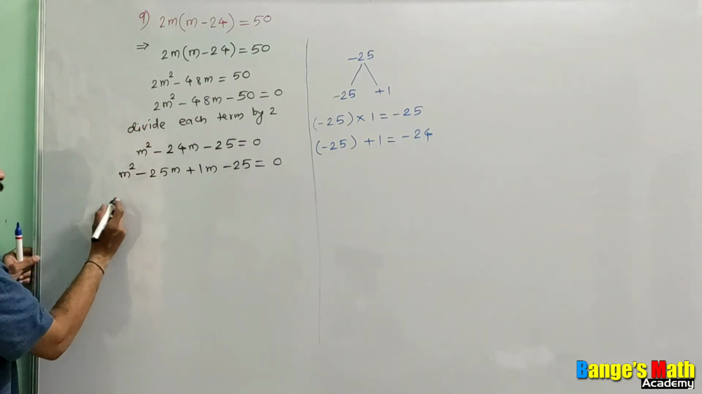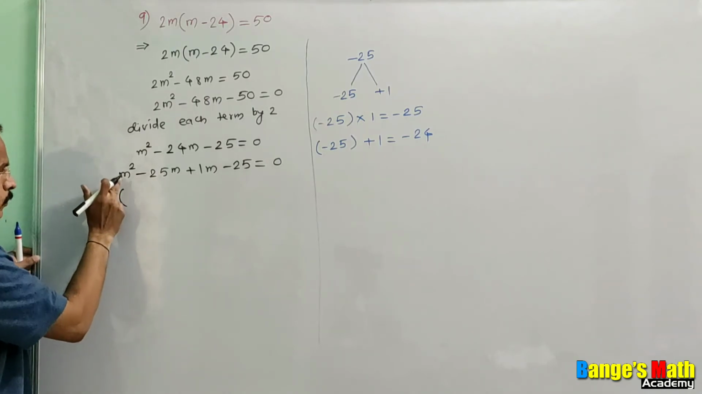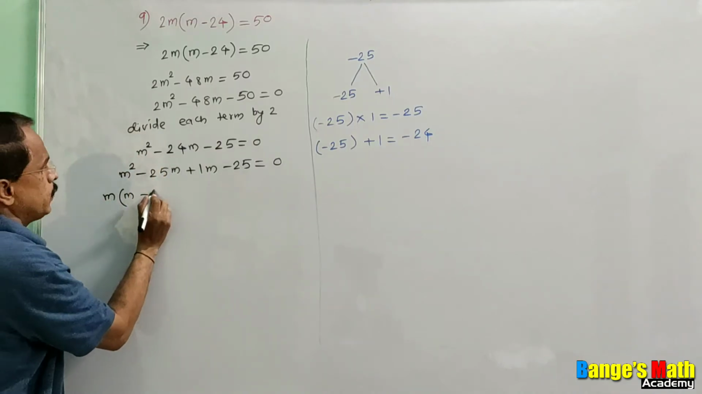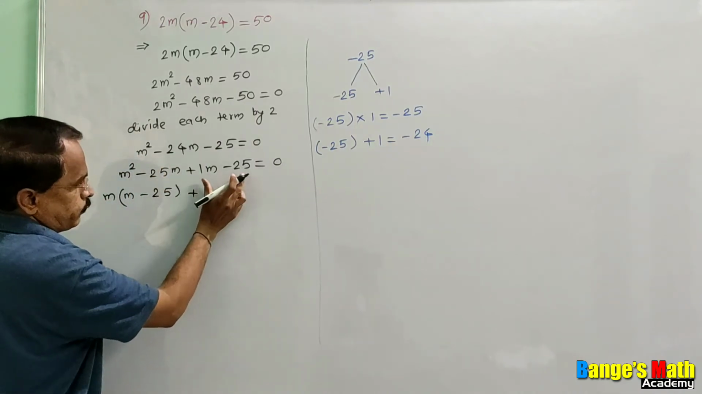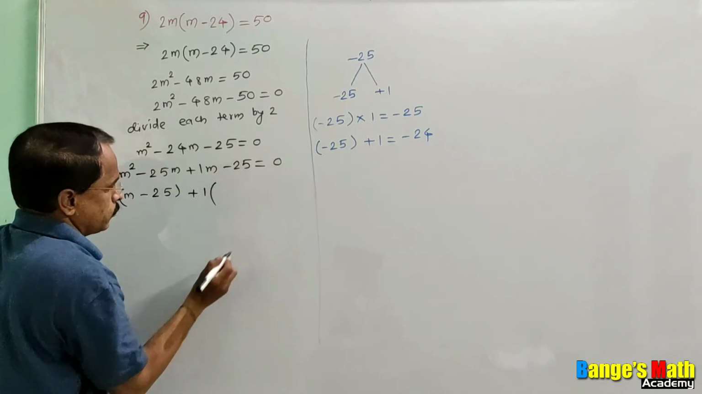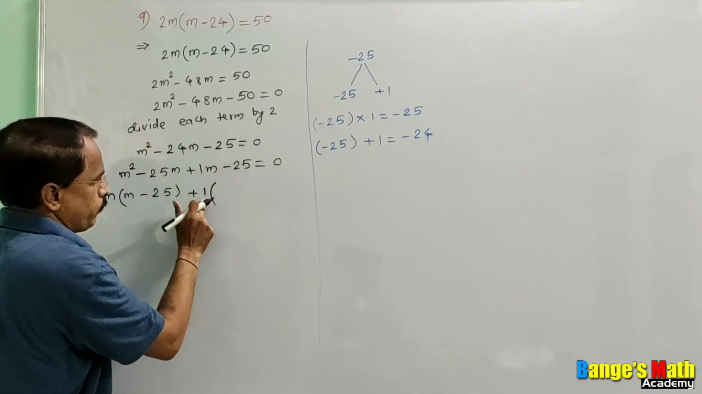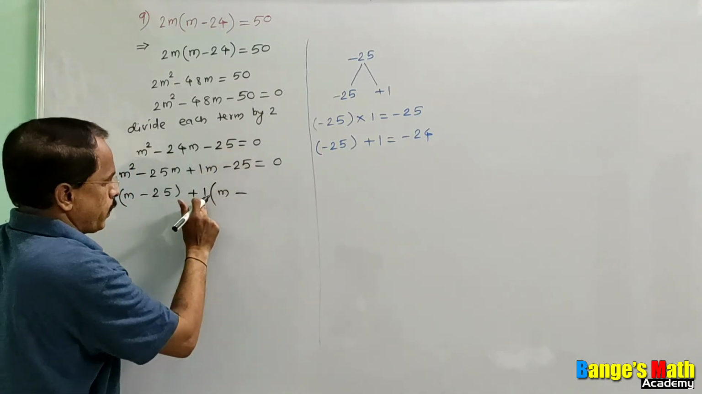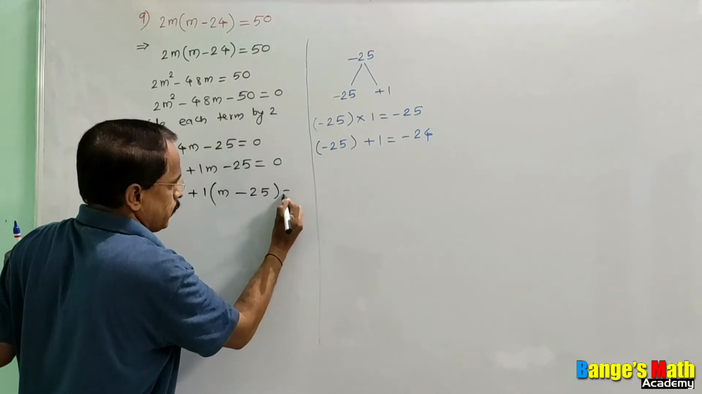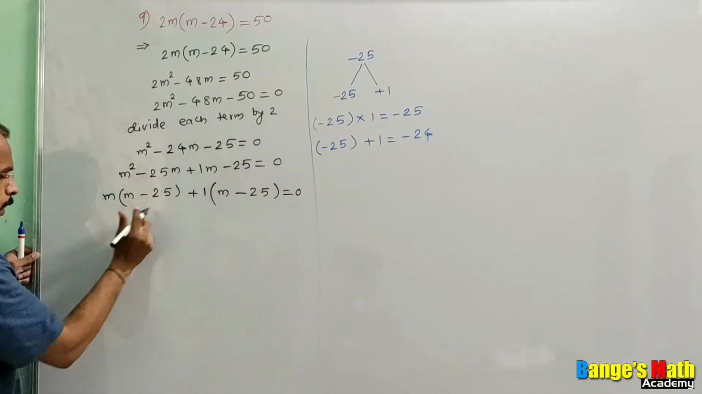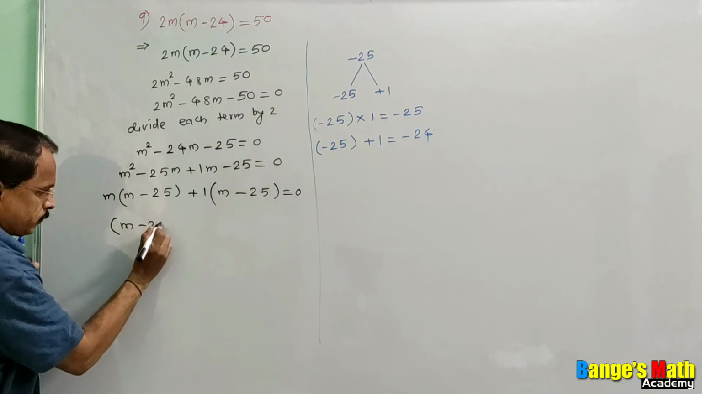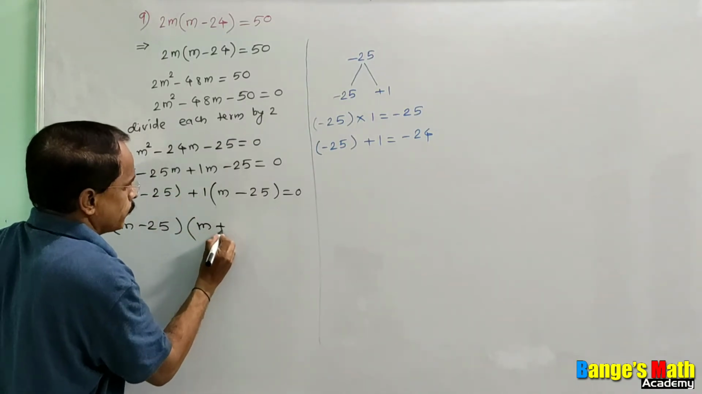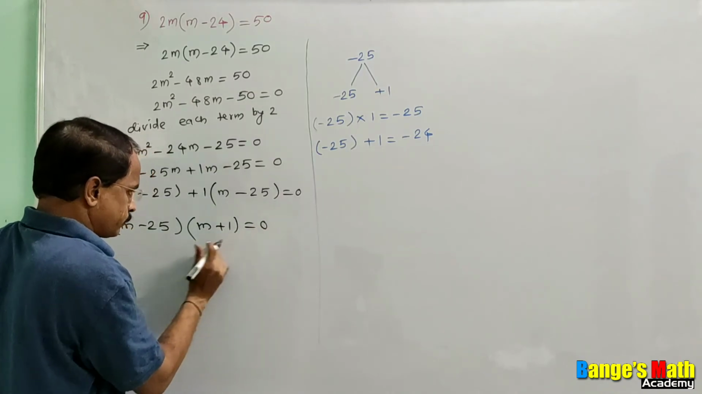From these two terms we can take m as a common factor. Divide m square by m, we get m; divide 25m by m, we get minus 25. From the other two terms we can take 1 as a common factor: m plus 1, and minus 25 divided by 1 is minus 25, is equal to 0. Taking the brackets, (m minus 25) into (m plus 1) is equal to 0.